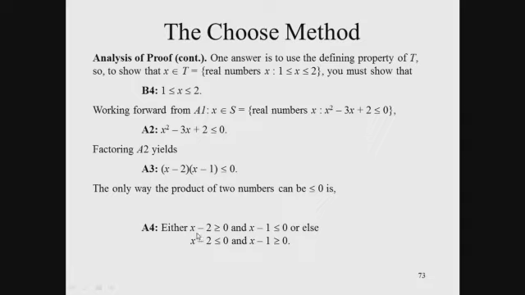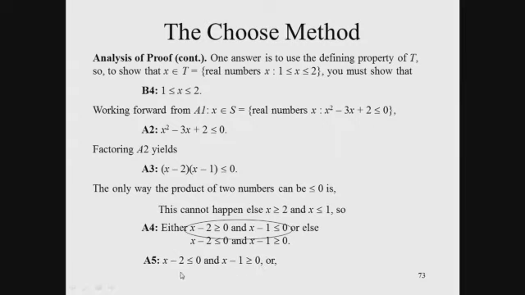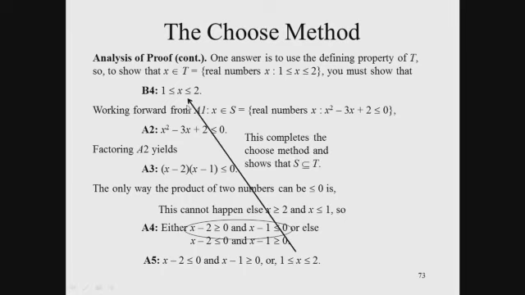All right, let's look at the top one here. X minus 2 non-negative. That means X has to be bigger than or equal to 2, and X has to be less than or equal to 1. How many numbers do you know that are bigger than 2 and less than 1 at the same time? Do you know of any? I hope not. So this cannot happen. So that means this must happen. And what does it mean to say that X minus 2 is less than or equal to 0? X is less than or equal to 2, and X is greater than or equal to 1. And that is precisely B4. This completes the choose method. That's the model proof. And that completes the entire proof that S is a subset of T.